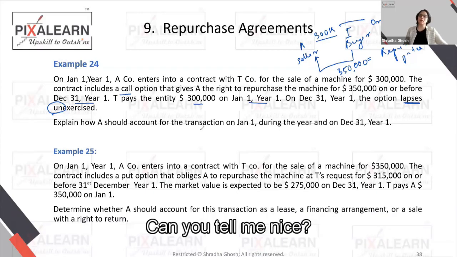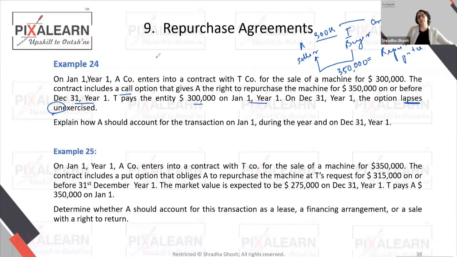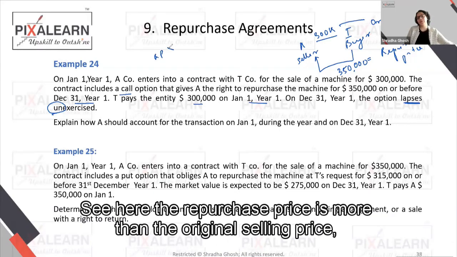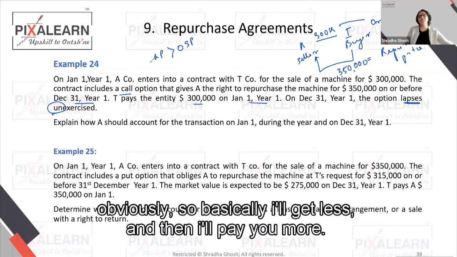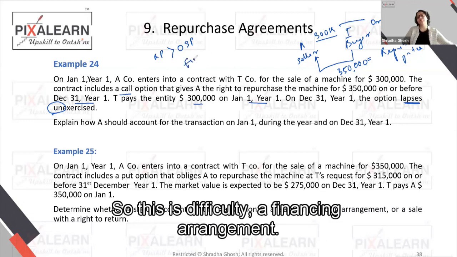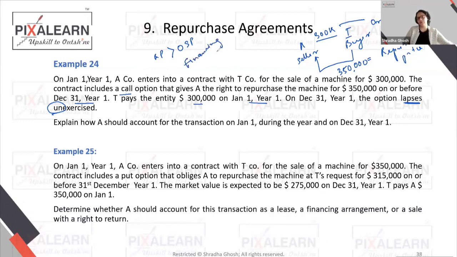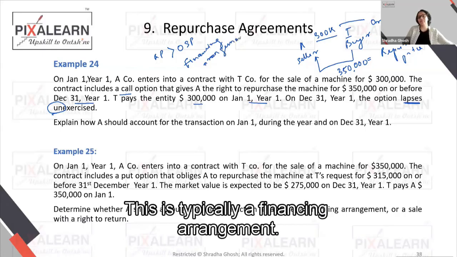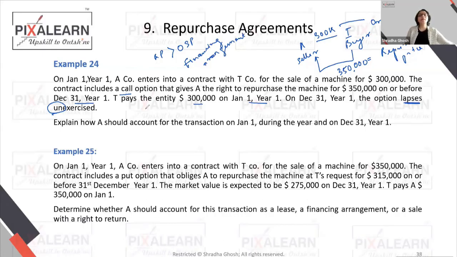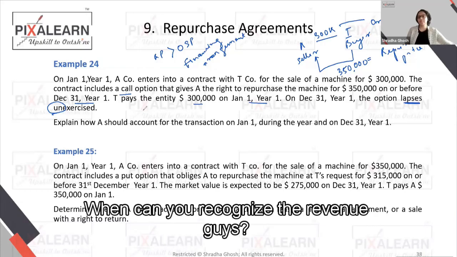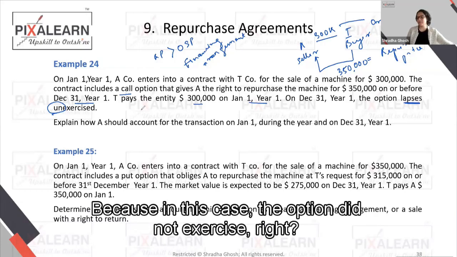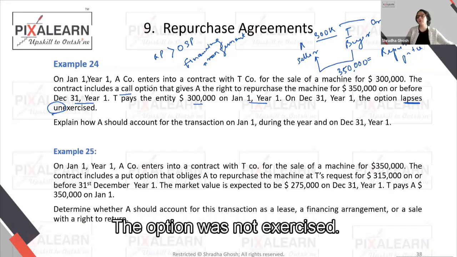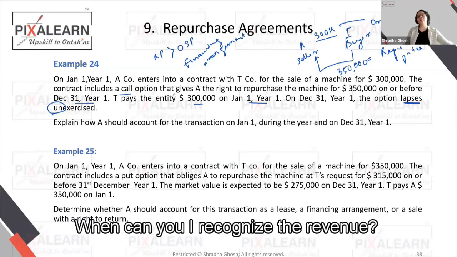Can you tell me, guys? What could this have been? Here the repurchase price is more than the original selling price. Obviously, basically I'll get less and then I'll pay you more. So this is typically a financing arrangement. When can you recognize the revenue, guys? Because in this case, the option was not exercised. So when can you recognize the revenue?